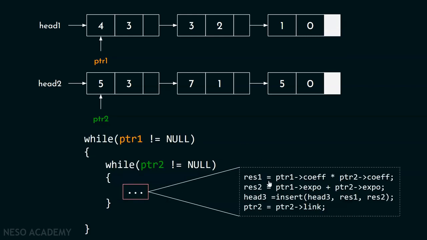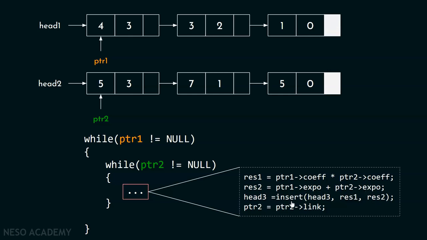Obviously, this must be replaced by this piece of code. Here you can see I have written res1 equals ptr1 coefficient times ptr2 coefficient, res2 equals ptr1 expo plus ptr2 expo, head3 equals insert(head3, res1, res2), ptr2 equals ptr2 link. We must replace these three dots by this piece of code. Here I have selected two variables, res1 and res2. Res1 will hold the value of the multiplication of two coefficients. Res2 will hold the value of the addition of two exponents.